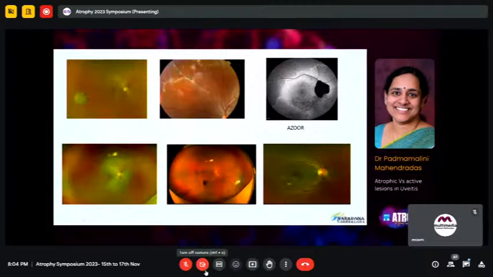We have a peripheral granuloma with a falciform fold in case of toxocariasis. A lesion like this is suggestive of a pig.